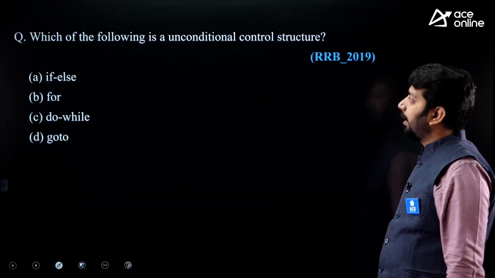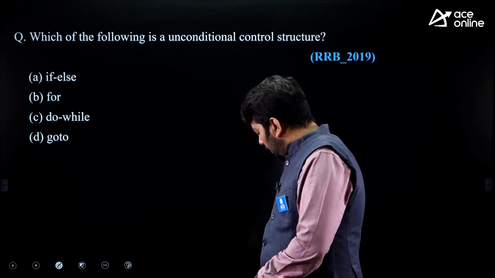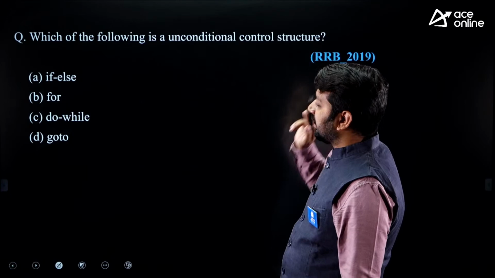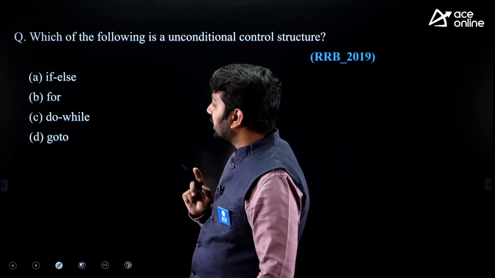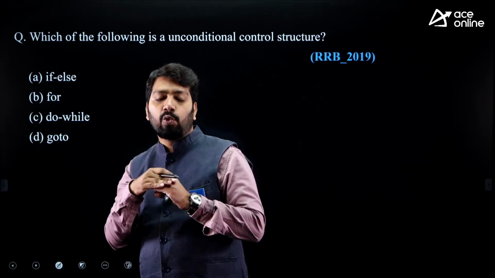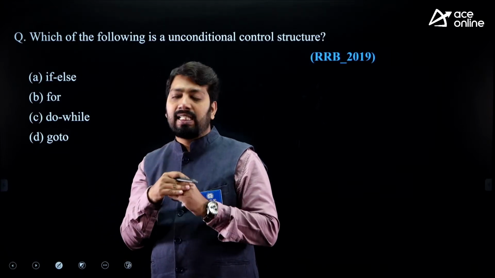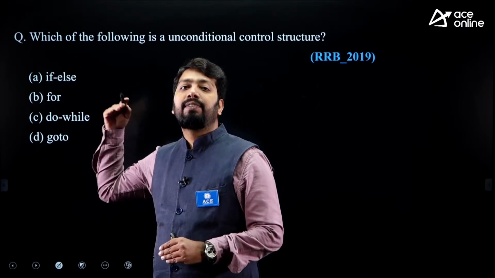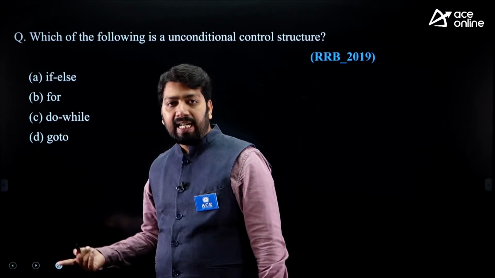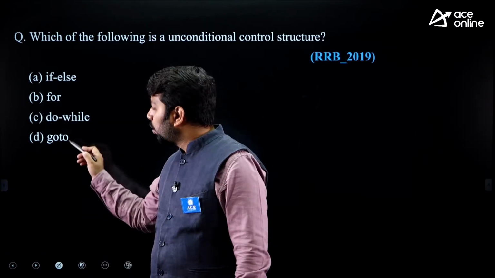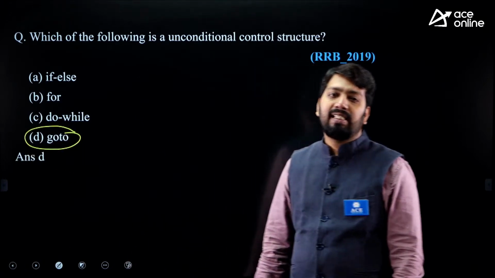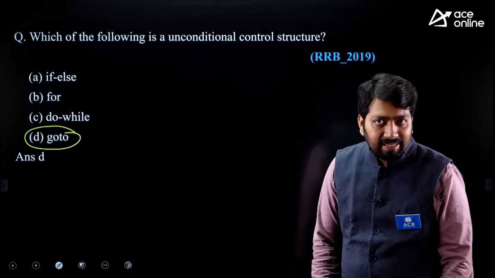Okay. Next. Which of the following is an unconditional control structure? We are talking about unconditional, not conditional. In if-else, in the if we write the condition, and else is always related to if. That means if-else is a conditional statement. In for, we have just seen that we are writing a condition. In do while, again we write the condition. In goto, we never write any condition. So the answer is goto.